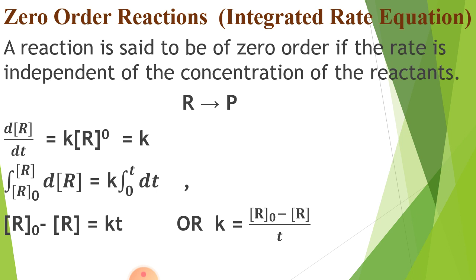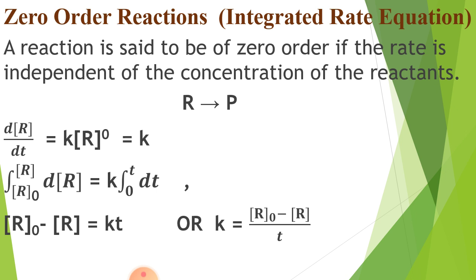So now we have to write the rate. So dR by dt, this is the instantaneous rate. We can write it like this: equal to K [R] power 0. That means the rate does not depend upon the concentration of R. This gives equal to K. So now integrating this from initial concentration to final concentration, we get the integral from R0 to R of dR equal to K times the integral from 0 to t of dt. So we find that R naught, the initial concentration, minus R, the final concentration, equal to Kt.